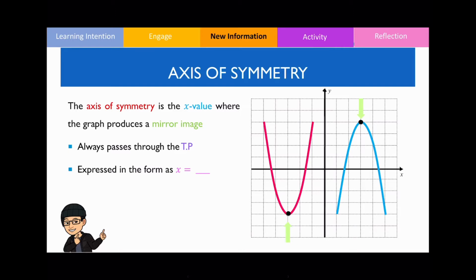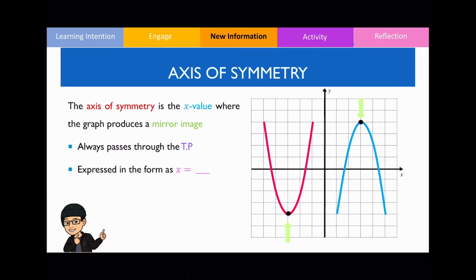Now, as you can see from the parabola shown on the right hand side, we know that a parabola is a symmetrical type of graph. And as indicated by the name, the axis of symmetry has something to do with the symmetry of the parabola. The axis of symmetry is a vertical line that always runs down the middle of your turning point, and in doing so, this will produce a mirror image.